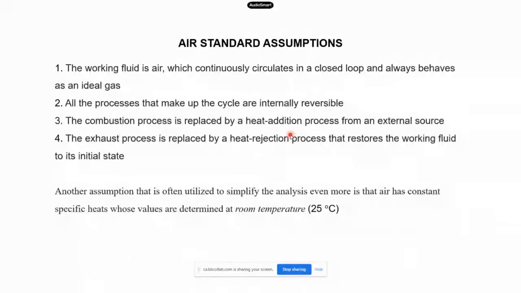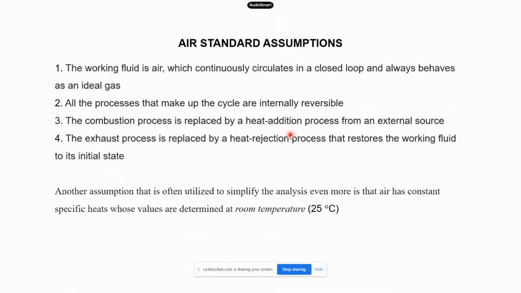The first assumption is that the working fluid is air, which continuously circulates in a closed loop and always behaves as an ideal gas. This is not true, but we have to make an assumption that the working fluid here is air and is continuously circulating through the loop. But in actual fact, it's not a loop, because at some stage the valves will open and allow fresh air to enter the system. So this is just an assumption that we have to close this, make it a cycle, in order for us to be able to solve the problems.